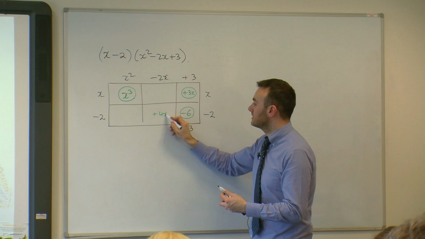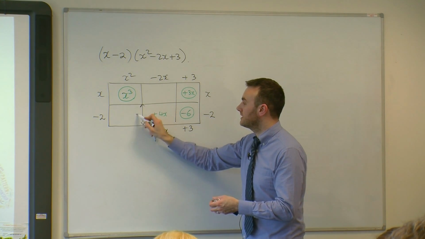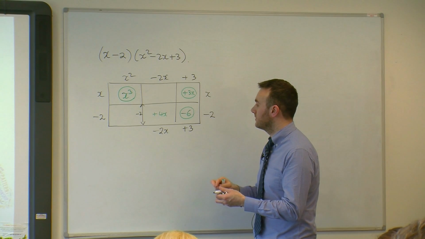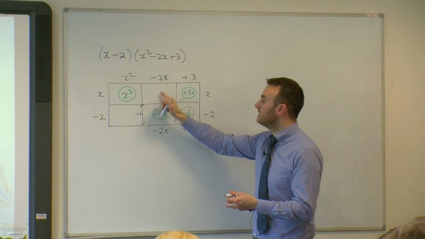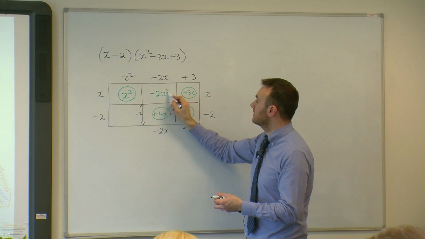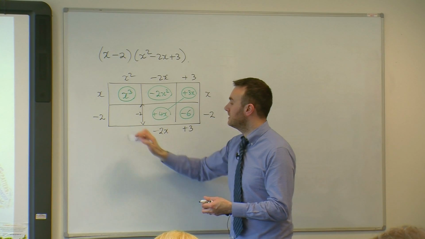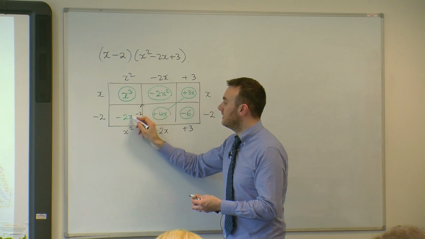Plus 4x. Again, if the student isn't sure, just represent the dimensions. That's negative 2, and I get plus 4x. And you know the two of those are going to combine together. And then these two are going to be your x squared terms. So I have negative 2x squared. And what's down here? Negative 2x squared again. And they're going to combine.